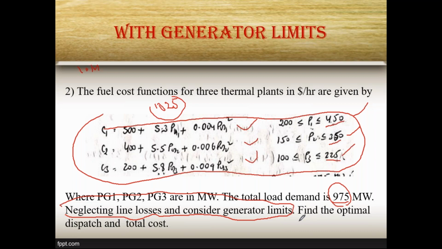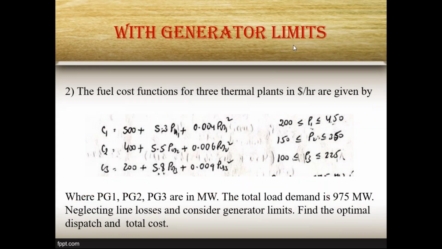And we have to find the optimal dispatch. Dispatch is nothing but the generated power to deliver the load. And we have to find the total cost. If you all note this, then I will tell you the different steps we have to proceed with. This is a completely different problem from the last one.